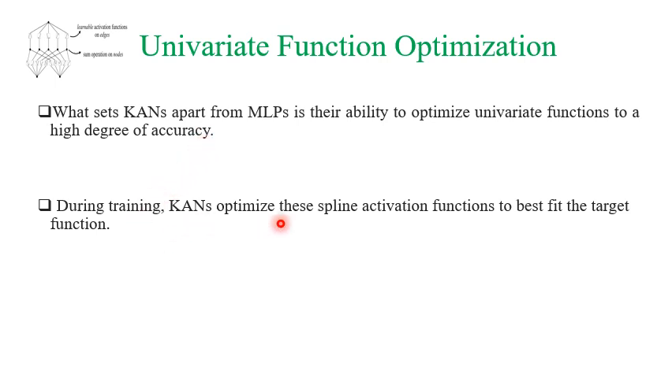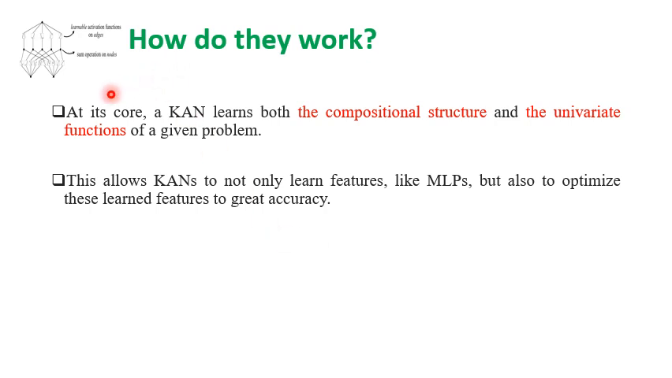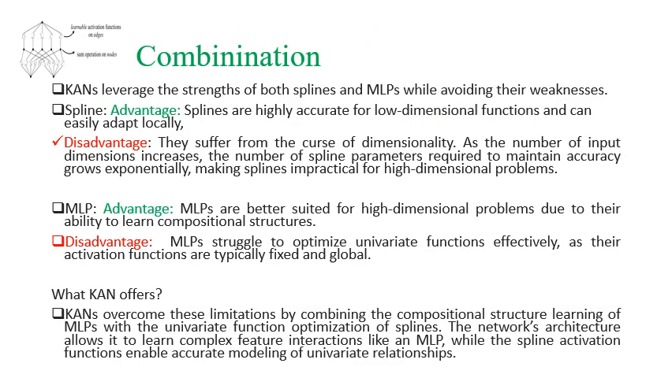During training, KAN optimizes the spline to best fit the target function. Okay, how do they work? At its core, KAN learns both the compositional structure and the univariate function of the given problem. This allows KAN to not only learn features like MLP, but also to optimize these learned features to great accuracy. Okay, now have a look from another perspective. As I have written here, KAN leverages the strength of both spline and multi-layer perceptron while avoiding their weaknesses.